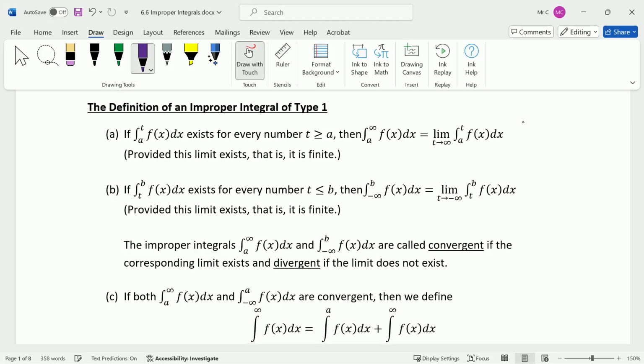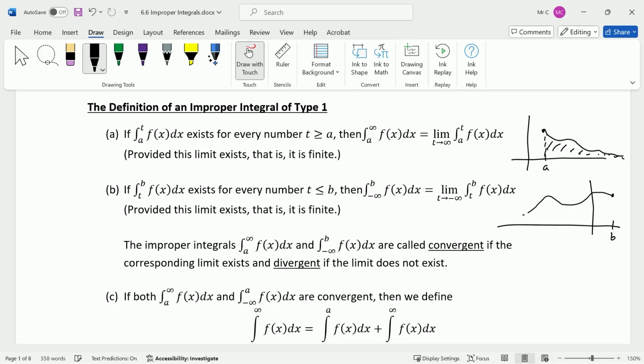So if we look at this first case up here, this is describing I have some starting point A, and my function goes off to the right, and I'm looking for all of the area to the right. And this second case, B, says I have some upper bound B, and a function going off to the left, and I'm looking for all of the area going to the left.